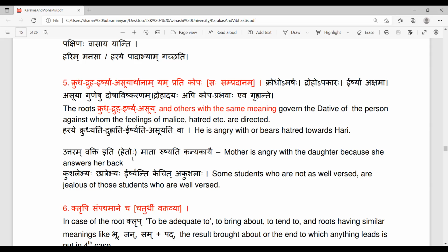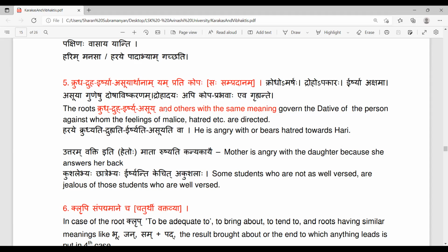Uttaram bhakti iti etoho, mata rushyati kanyakayai. Mata rushyati, is angry. Kanyakayai, angry with this daughter. So this much only. Rushyati is angry. Therefore, towards whom she is angry, that will be in Chaturthi Vibhakti. Kanyakayai mata rushyati.